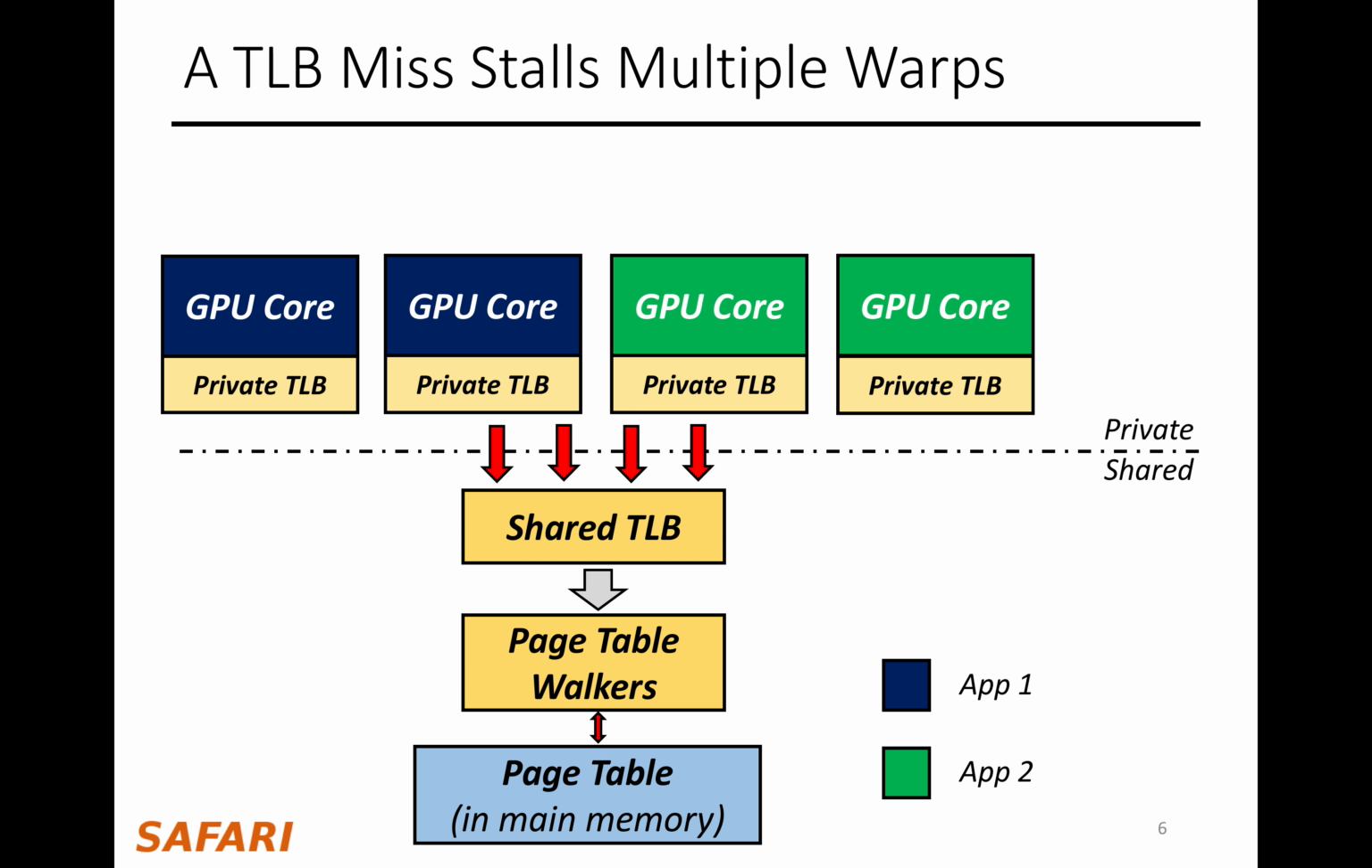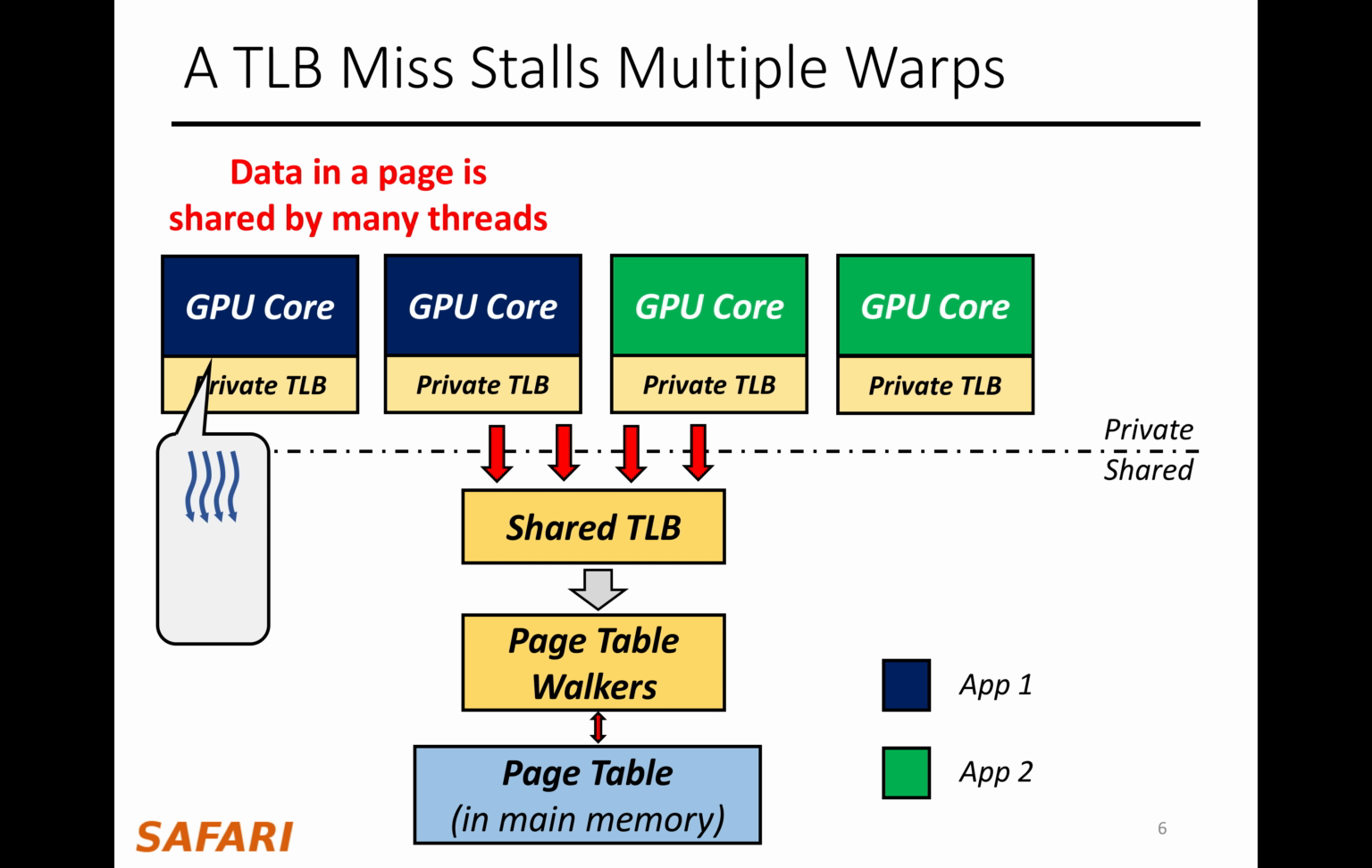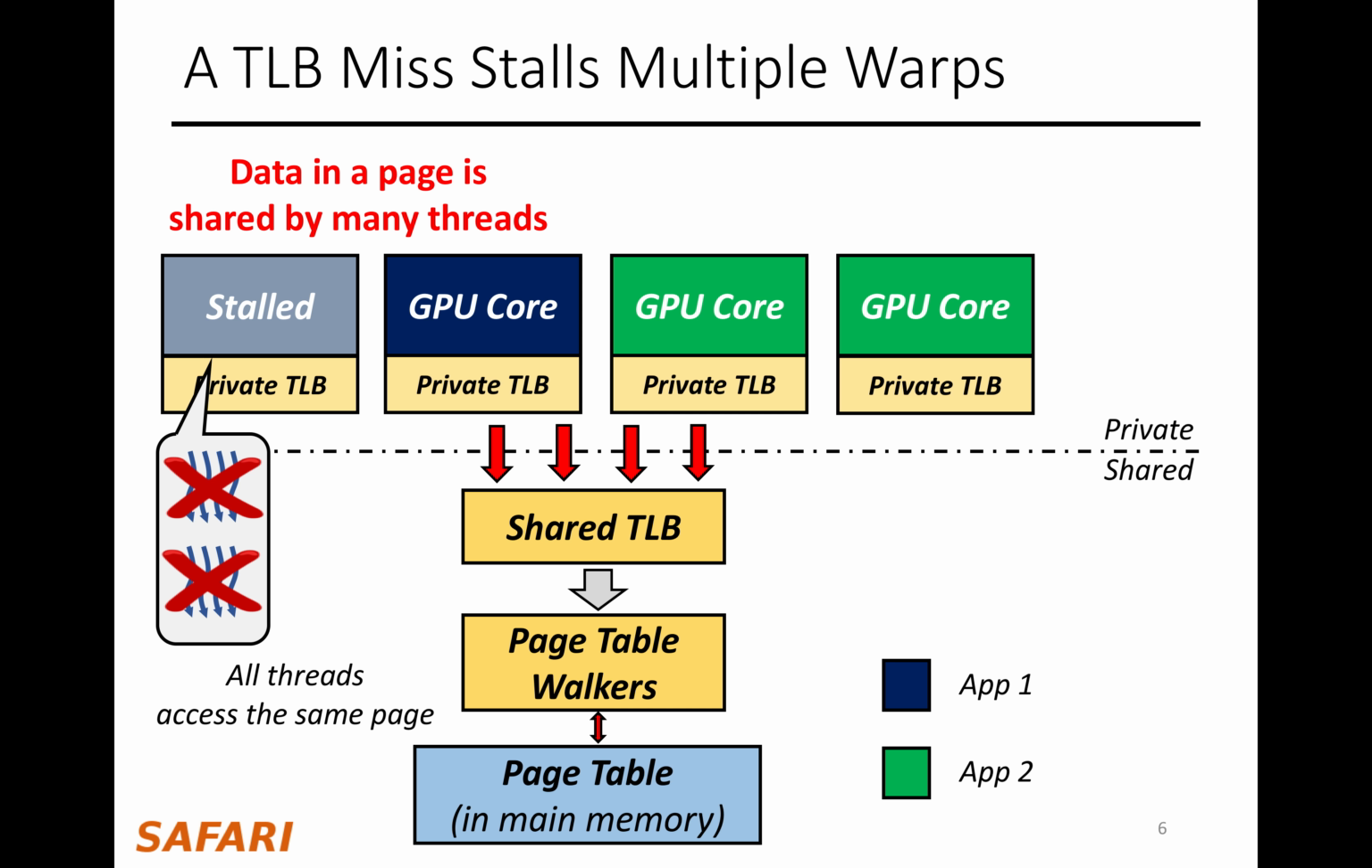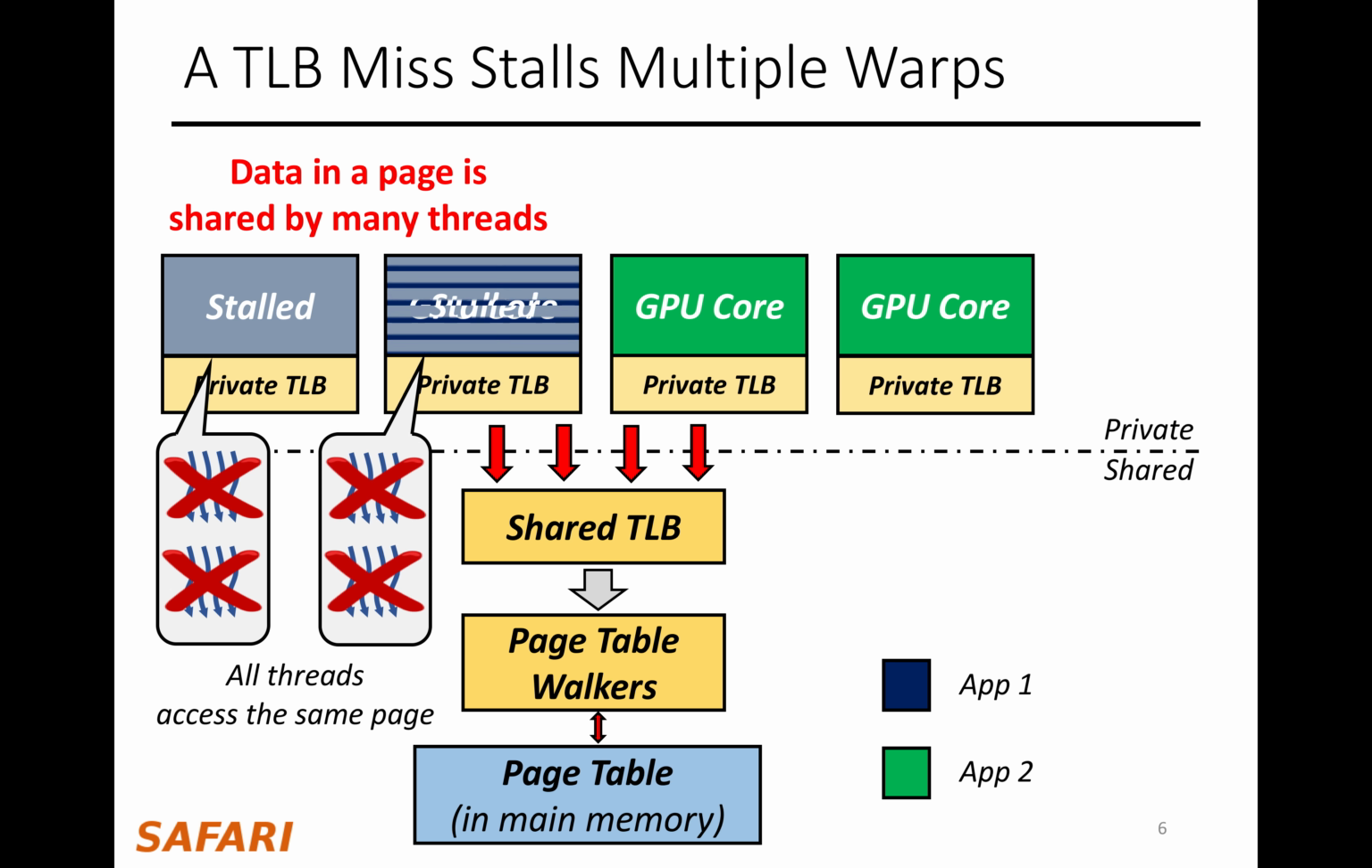But because a GPU is a vector machine, where a bunch of threads are grouped together into a unit called a warp, as shown here, they are executed together in one cycle. So what can happen is, data in a page can be shared by many threads. And what we found is in many cases, all threads access the same page at the same time. So what you can see here is the GPU is likely to stall because of only one single TLB miss, as shown here. And this can happen throughout all the GPU cores that are executing these certain applications.